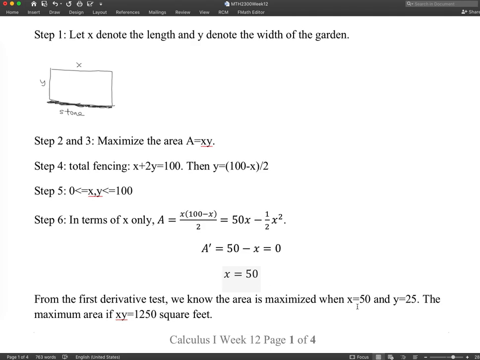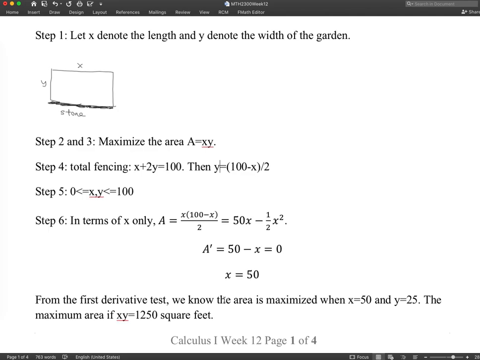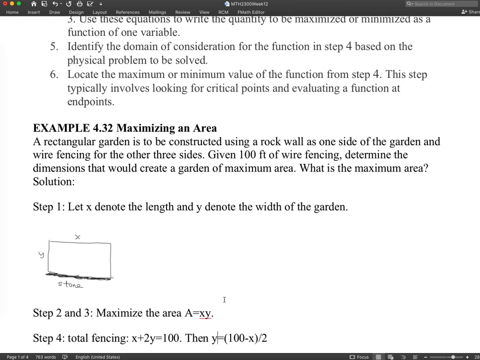Okay, so when x equals 50, accordingly from the formula we derived earlier, y turns out to be 25. And indeed, in this case, we are very confident to say the maximum area is reached, which is 1,250 square feet. And it is achieved when you choose x as 50 and y as 25. So I suppose this is a very simple situation to solve an optimization problem. It is to find out the maximum area.